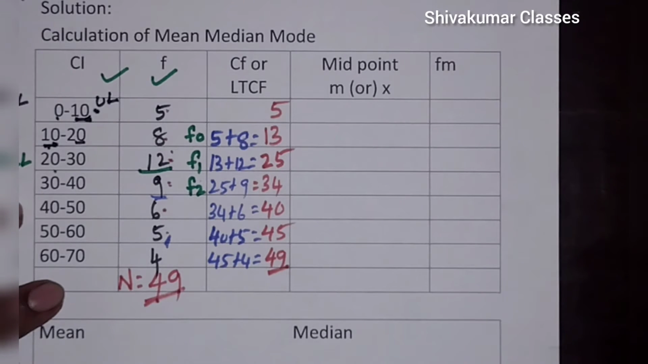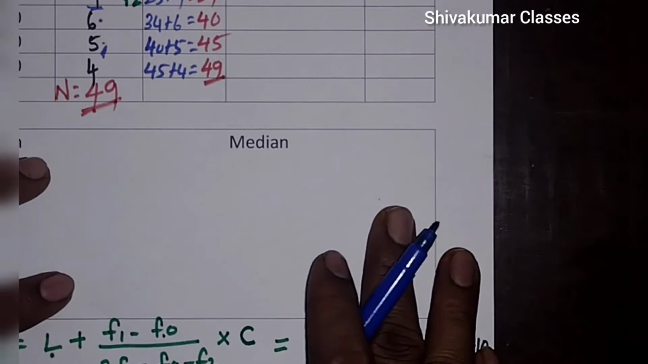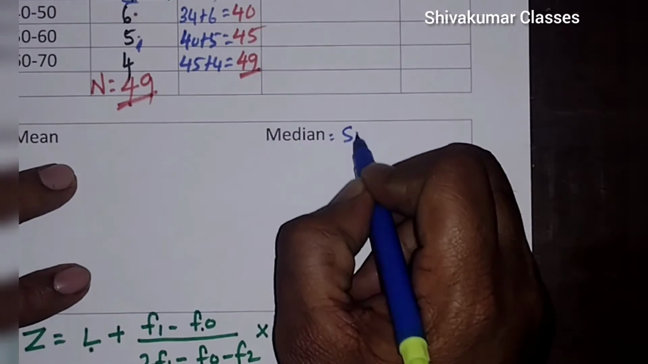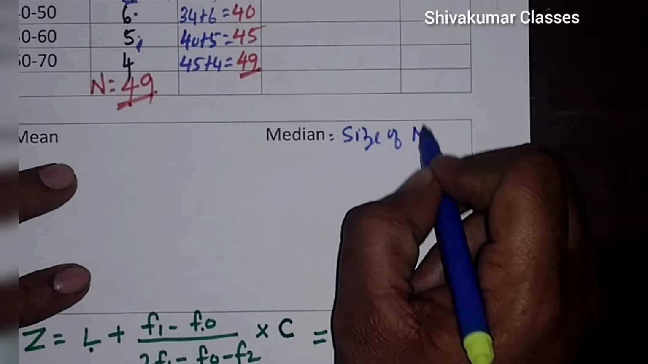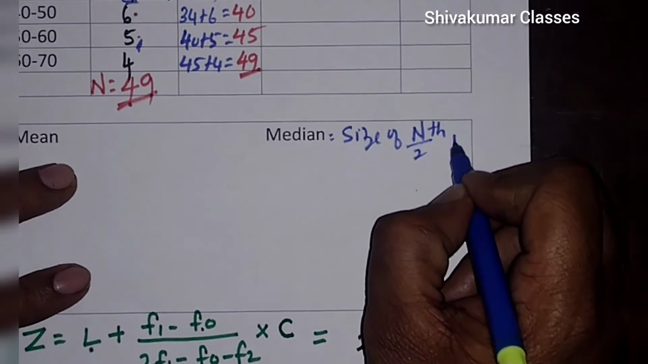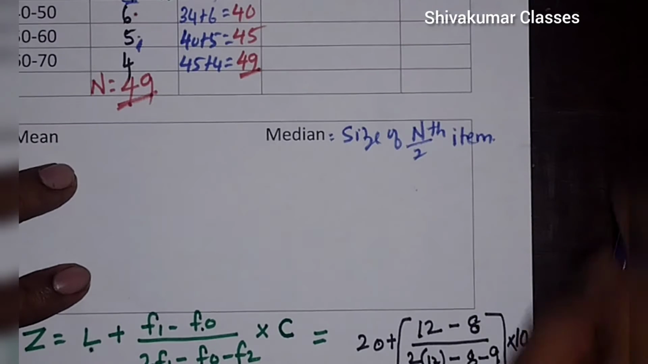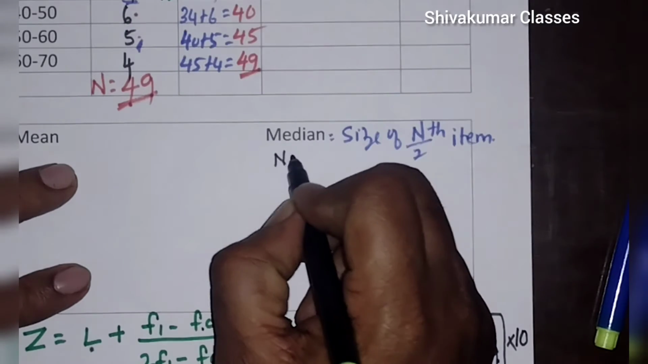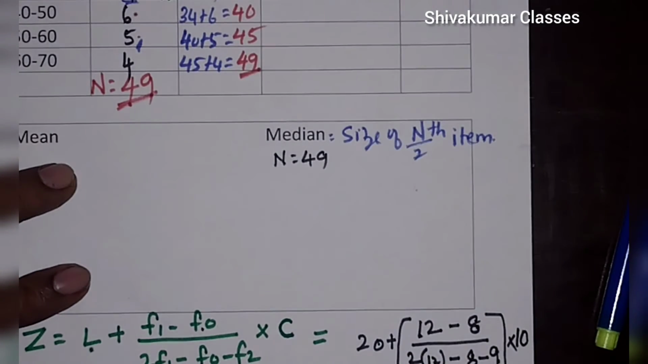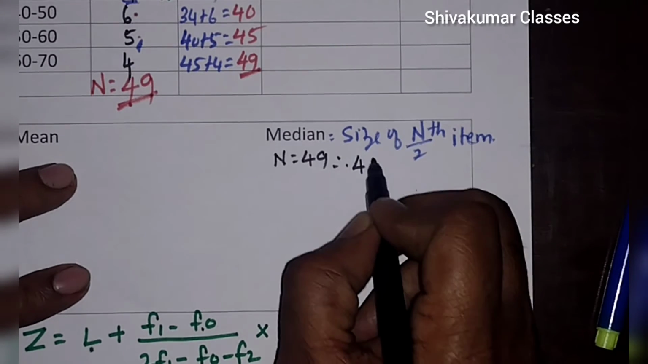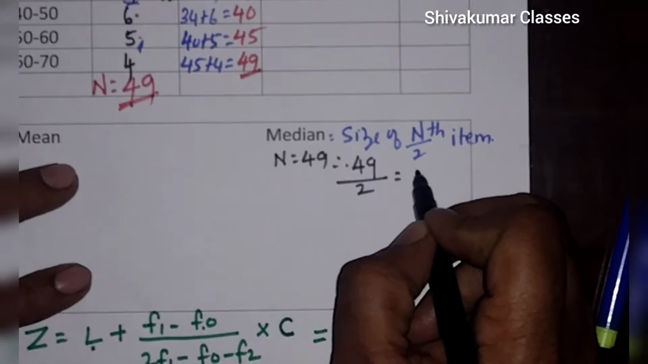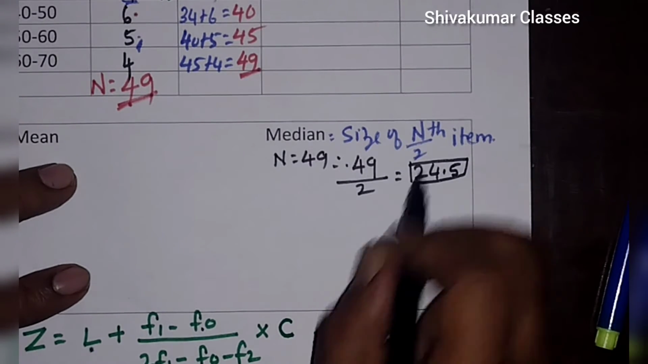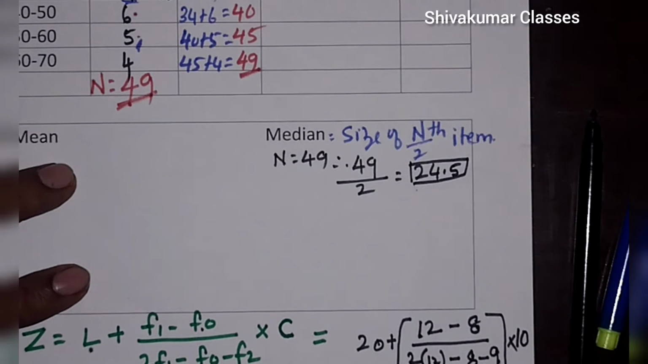Now let us apply the formula and work it out. When I want to calculate the median, the first step is the size of n by 2th item. My n is 49. Therefore, 49 divided by 2 is equal to 24.5.